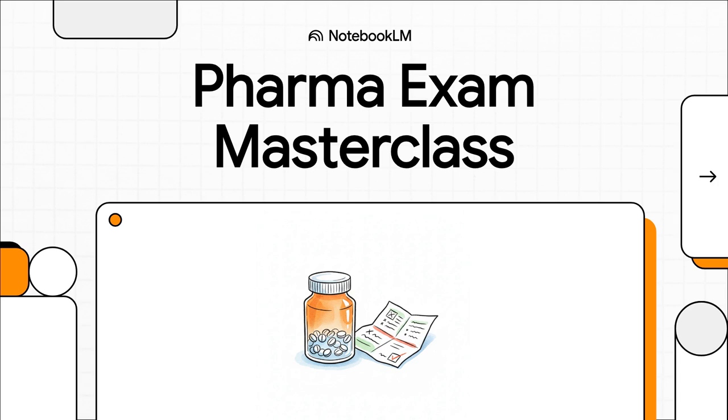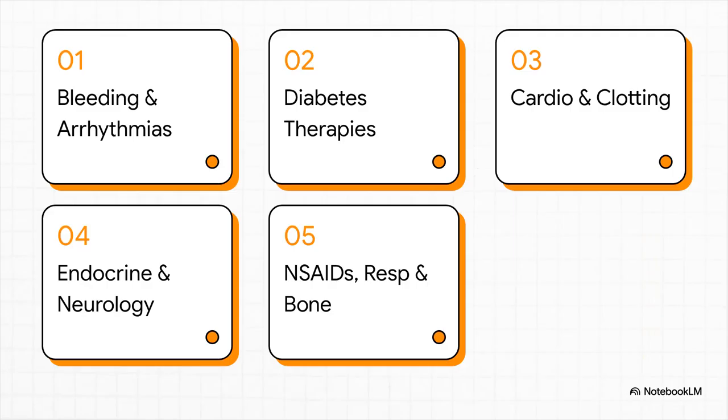So let's get our foundation set. Here's our game plan. We're flipping the paper today to tackle the most demanding essay questions first, bleeding and arrhythmias, followed by diabetes therapies. Once we've built that base, we'll fire through the specific organ system short notes: cardiovascular, endocrine, neurology, NSAIDs, respiratory, and bone.